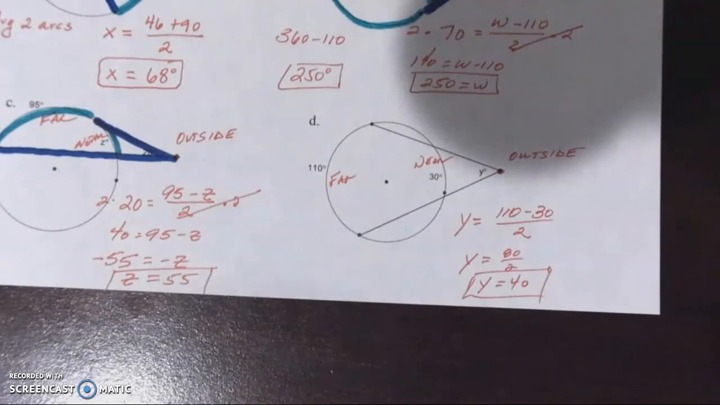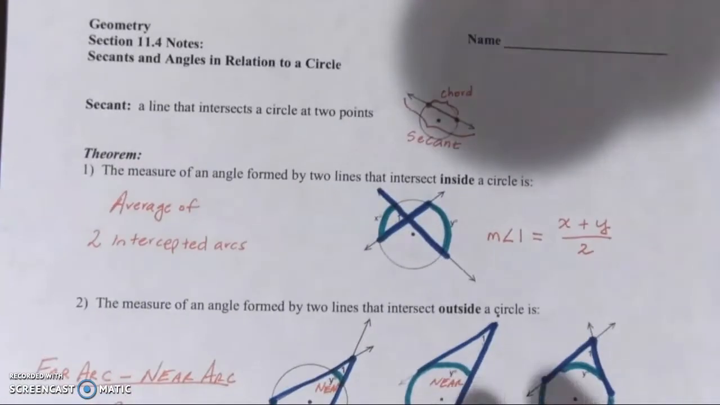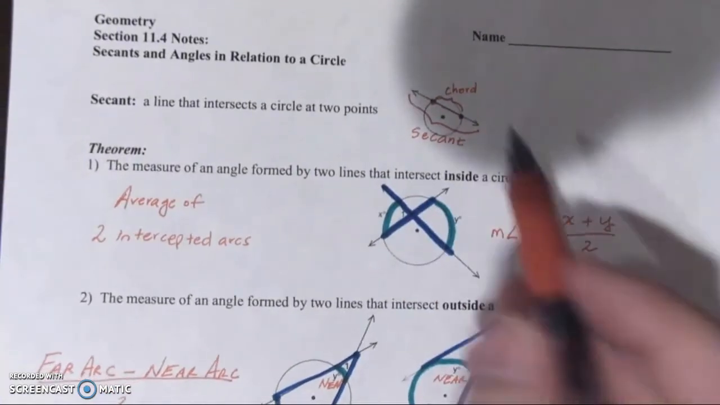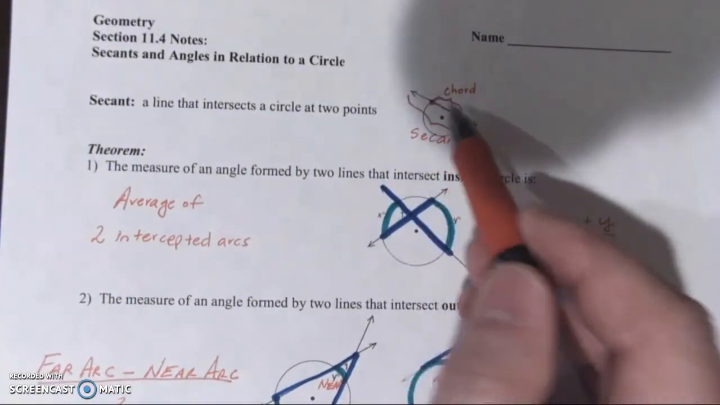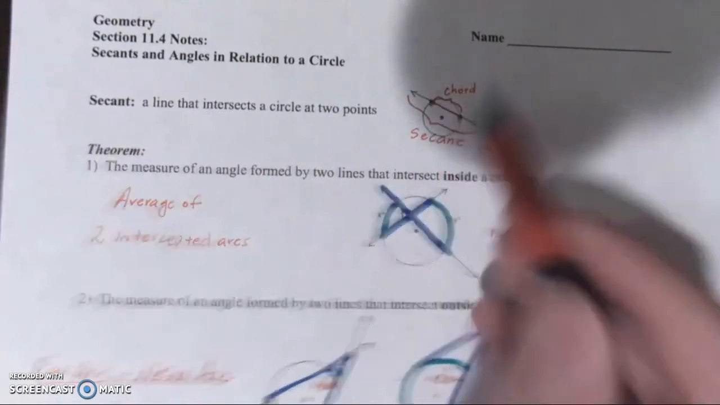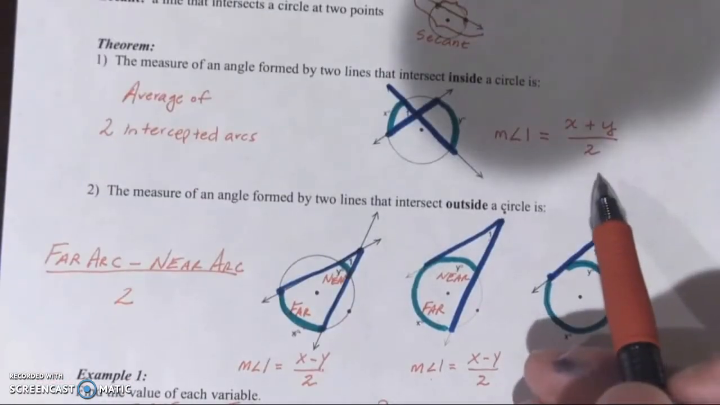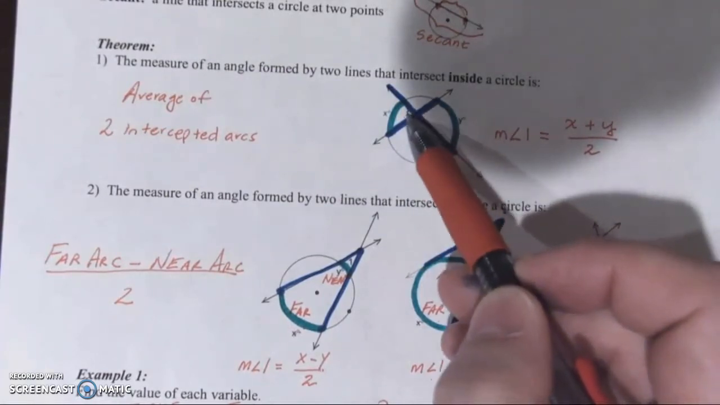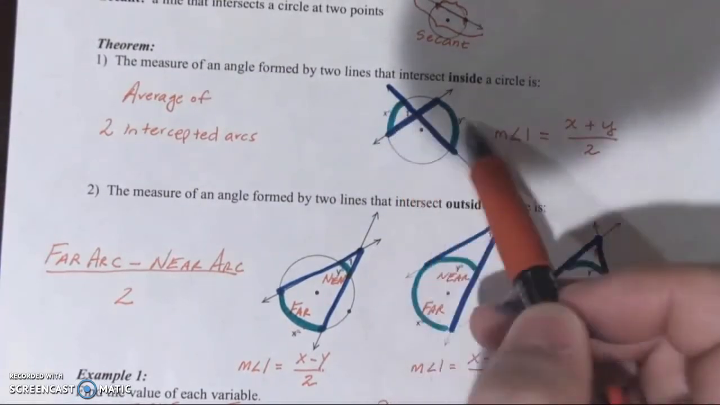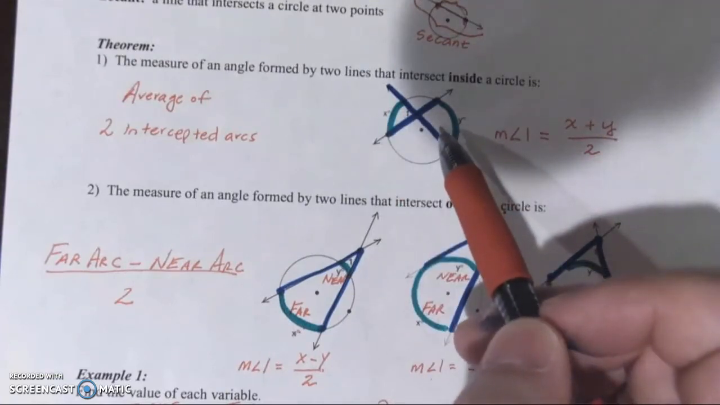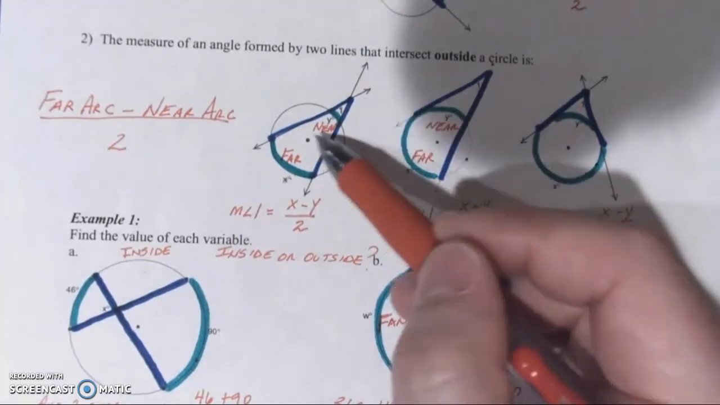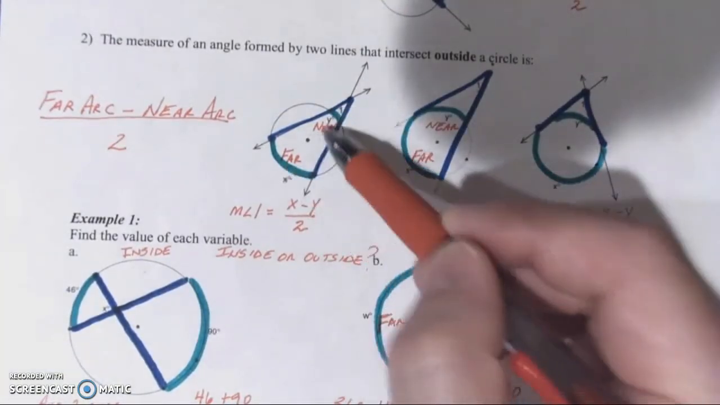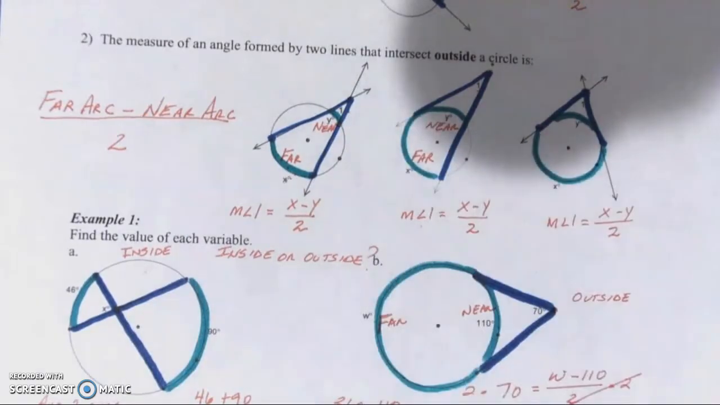And that wraps up our secants. All right, remember a secant, new definition, a line that intersects a circle at 2 points. Within every secant, you will find a chord. Okay, and then we just got two theorems. Two lines intersecting inside the circle: you can find the measure of any of these angles by doing the two intercepted arcs divided by 2, the average of those arcs. When two lines form an angle outside the circle, we're doing far arc minus near arc divided by 2 to find that angle.